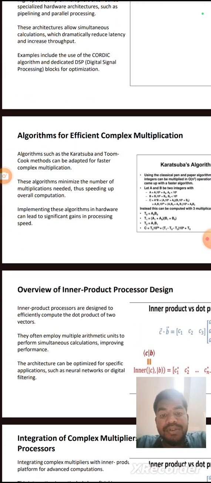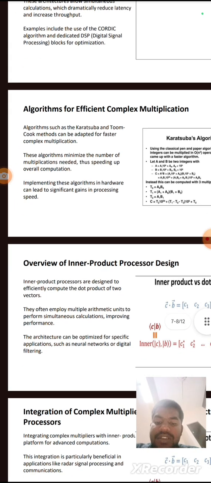Algorithms for efficient complex multiplication. Algorithms such as Karatsuba and Toom-Cook methods can be adapted for faster complex multiplication. These algorithms minimize the number of multiplications needed, speeding up the overall computation. Implementing these algorithms in hardware can lead to significant gains in processing speed.